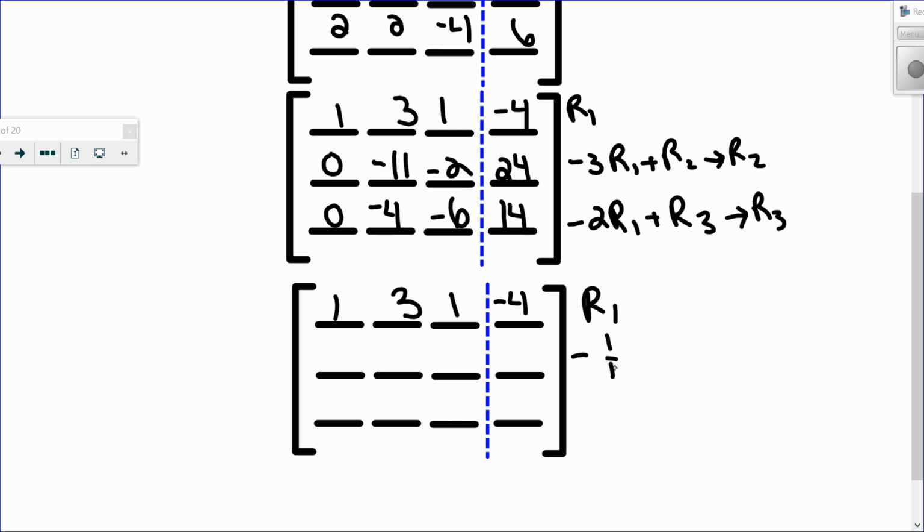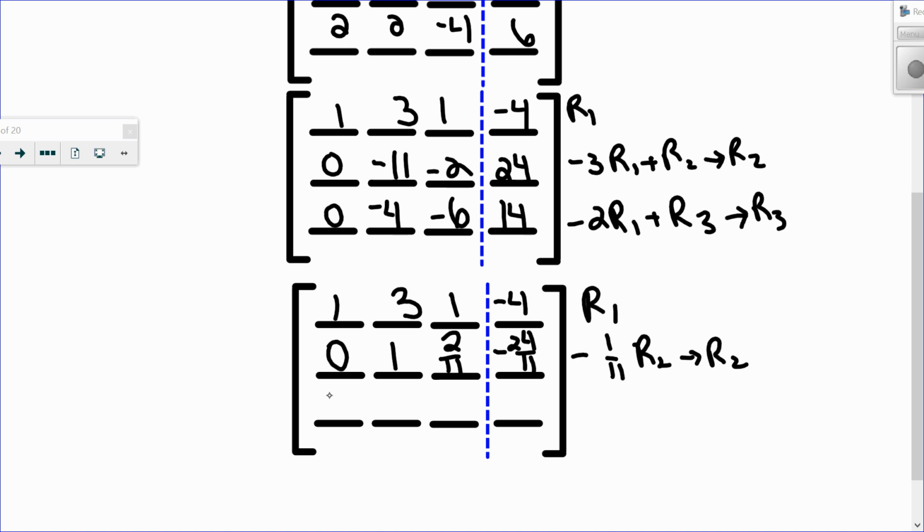So -1 over 11 times row 2 onto row 2 to make this into 1. So -11 times -1 over 11 is +1. And then -2 times -1 over 11, and I'm going to keep that as a fraction, which is 2 over 11. And then -1 over 11 multiplied by 24 is just -24 over 11.